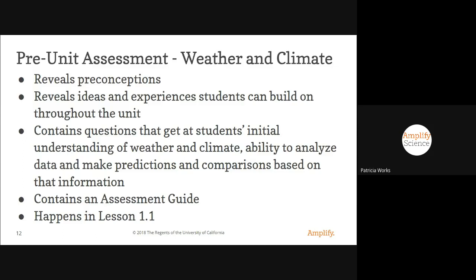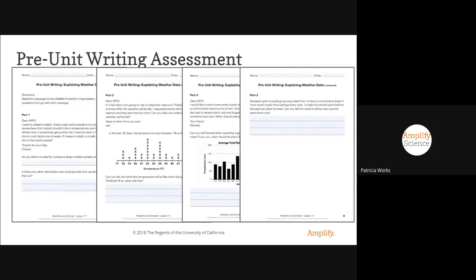Being aware of these preconceptions is really helpful. The information in the assessment guide can really set the stage and help you know about any preconceptions to watch for that you will be addressing as you implement instruction throughout the unit. The pre-assessment pages are found under Digital Resources in Lesson 1.1, as is the assessment guide.